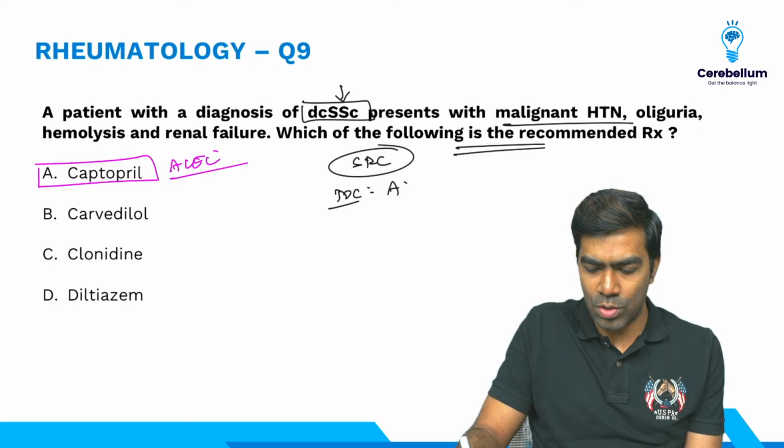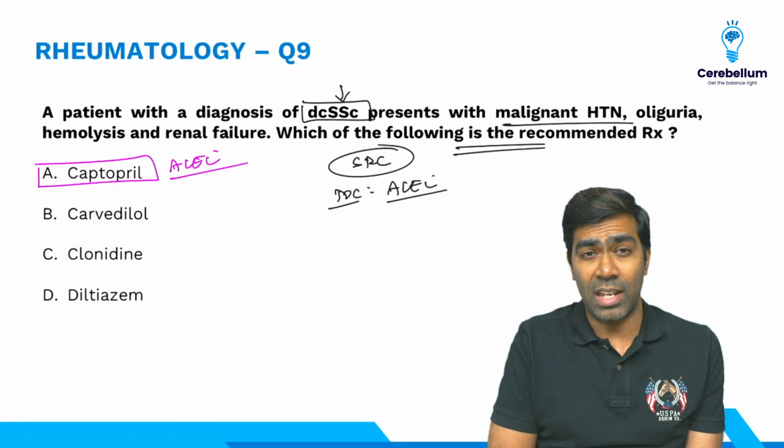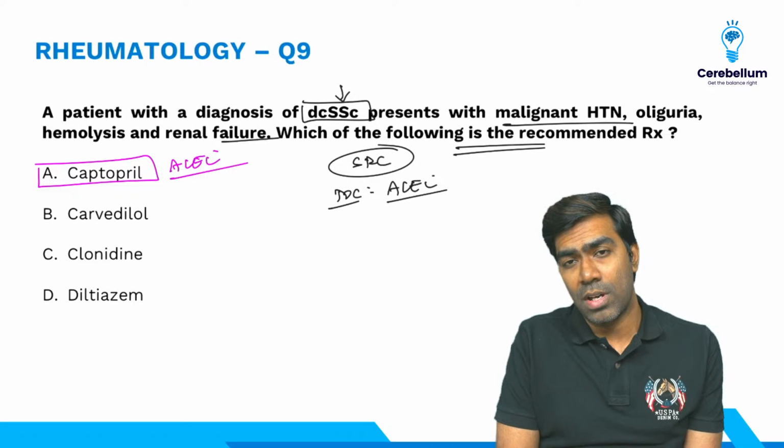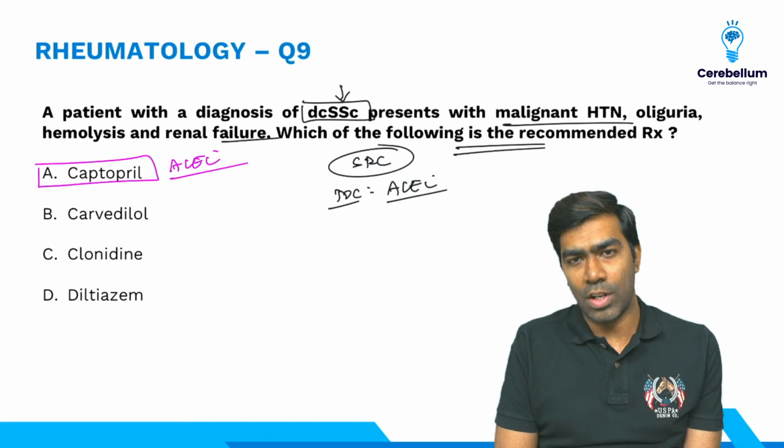And I don't know why people are answering clonidine. Maybe they got confused by thinking that it's a kind of AKI, acute kidney injury, so you cannot give ACE inhibitors, which are nephrotoxic drugs. But remember, what you're thinking is correct. We don't use ACE inhibitors in the setting of acute kidney injury. But trust me, we have to use ACE inhibitors in the setting of scleroderma renal crisis.